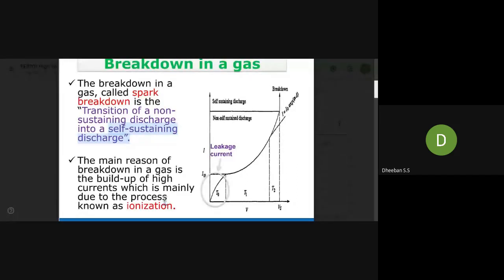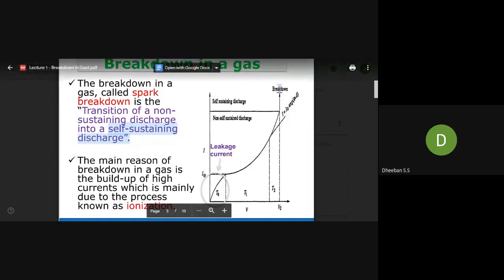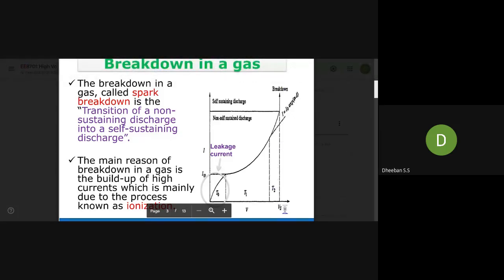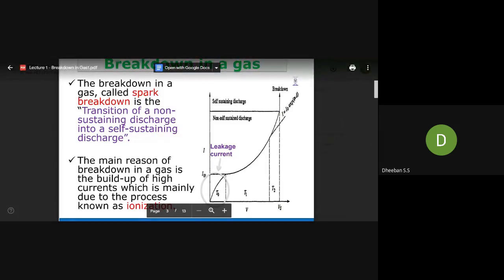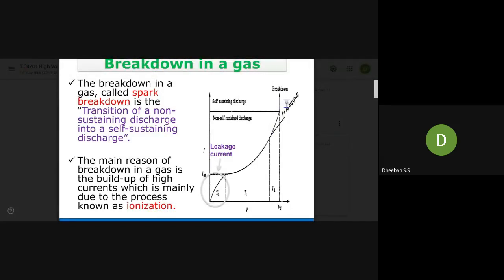Here you can see this Vs, and this is the breakdown. So this is the breakdown voltage. This Vs represents your breakdown voltage. If the voltage goes above this Vs, your air or any kind of gas will start to conduct.